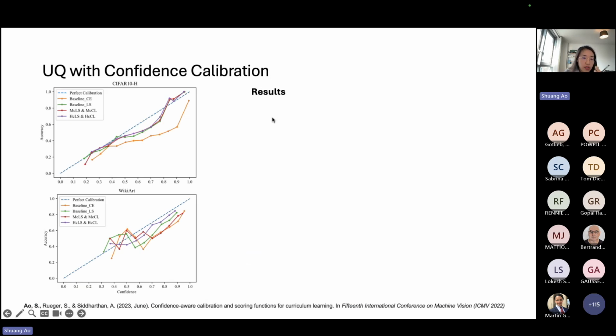And for the results, from here you can see that this is a perfect calibration line, and the baseline is clearly overconfident. And then this is our proposed method: the model confidence label smoothing, the model confidence curriculum learning, and this is the human confidence. Then we can see that, clearly, the human confidence one is better calibrated.